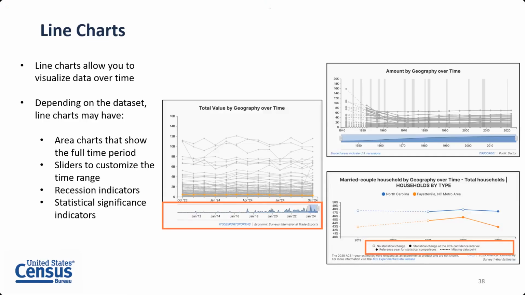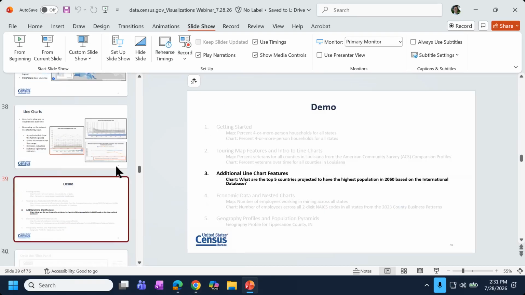Other data sets you click into may have different options. So you may see sliders to customize the time period shown. And depending on which program you're in, you may see recession indicators. So in the upper right corner of the screen, those gray columns are recession indicators. So we're just going to show you some additional features.